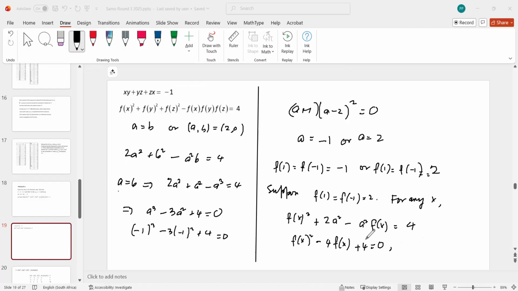Plus 4. And now you see that f of x is a solution of a quadratic equation. And the quadratic equation is f of x minus 2 all squared equals 0. So therefore, f of x is equal to 2. Now, so for any x, f of x is equal to 2. And here we said f of 1 and f of minus 1 is equal to 2. So this becomes a constant function. Right? So in this case, we are led to the constant function.